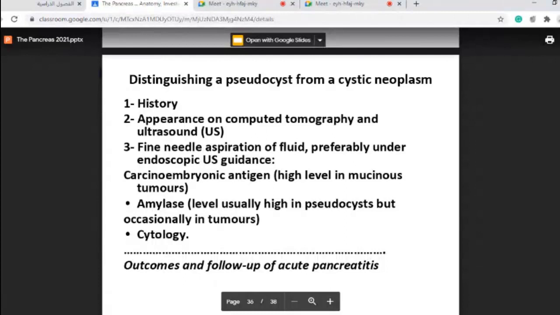Also, we can measure carcinoembryonic antigen. This is a tumor marker, high in mucinous tumors, and amylase level is usually high in pseudocysts, but occasionally in tumors. And this cytology will show if it is a pseudocyst or cystic neoplasm.